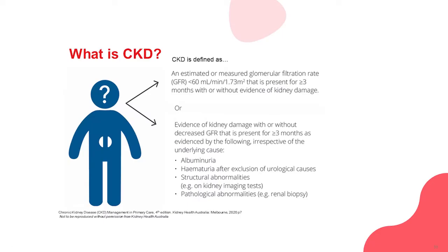So this is just a basic definition of CKD. CKD is defined as someone with an estimated GFR less than 60 mL per minute per 1.73 square meters that is present for at least 3 months, with or without evidence of kidney damage, or evidence of kidney damage with albuminuria, hematuria after exclusion of urological causes, structural abnormalities like polycystic kidneys or other cystic diseases of the kidney, and people with a biopsy proven kidney disease even though the creatinine may be normal.